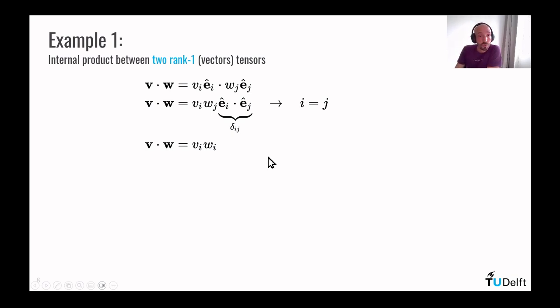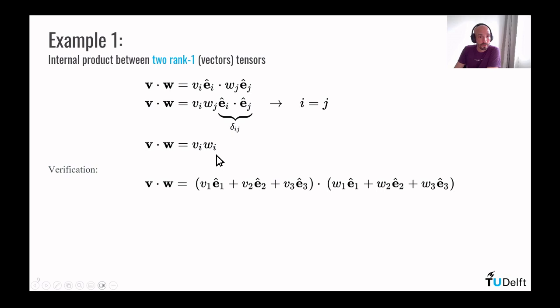Notice that there is no direction associated with this number. This is just a number. This is just a scalar, right? v sub i is a scalar, w sub i is a scalar. When we perform the summation, it will just be another scalar. So the result of the internal product between two rank 1 tensors is a rank 0 tensor. Okay?